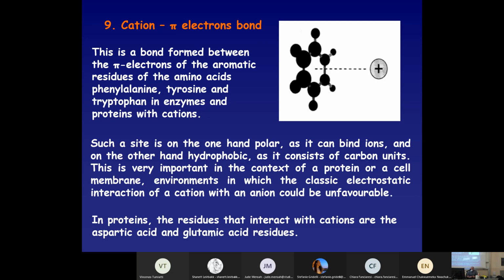Cation-pi electron bond. Perhaps this type of bond is new for you. The two counterparts of this bond are an aromatic ring with a high electron density and a positive atom, normally a quaternary nitrogen atom, with a permanent positive charge. You see in the figure the interaction between the positive charge and the negative cloud of the aromatic ring.